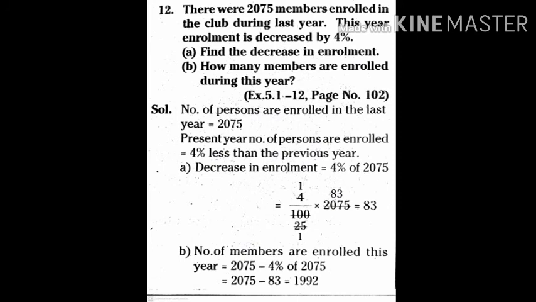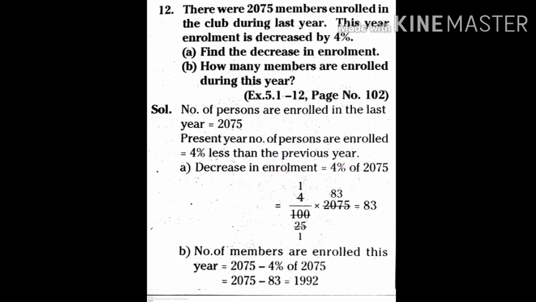That is equal to, 4% means 4 by 100 into 2075. Here cancel with 4 table. 4 1 ja, 4 25 ja. Next 25 1 ja, 25 8 ja, 25 3 ja. That is equal to 83, 1 ja 83.